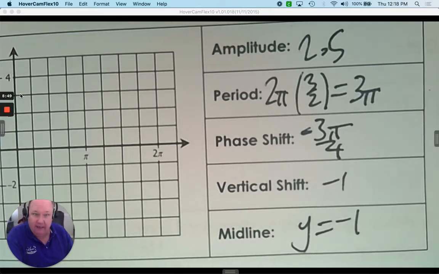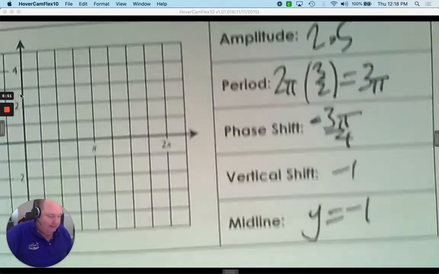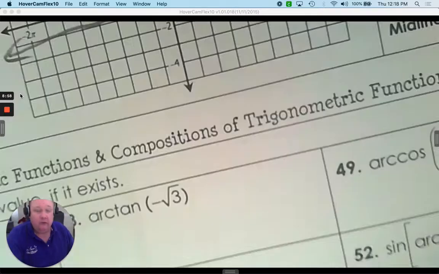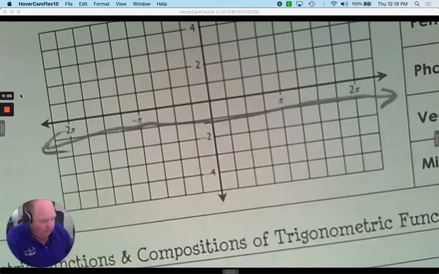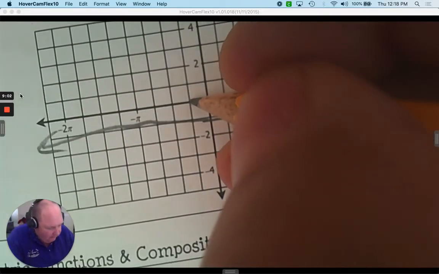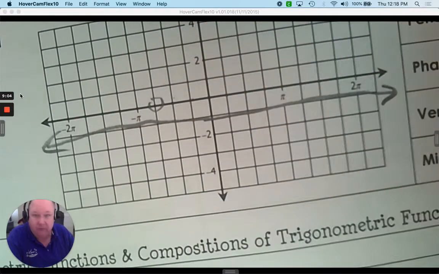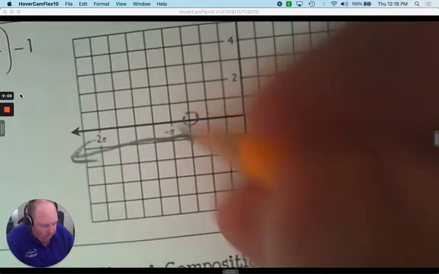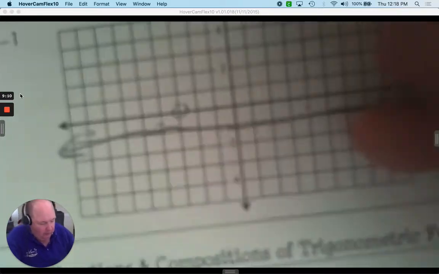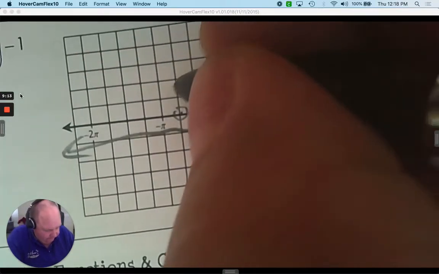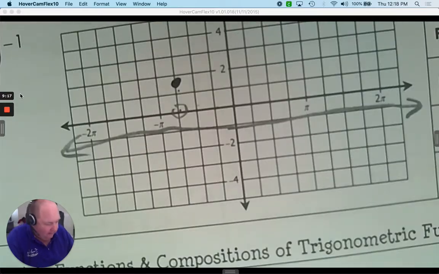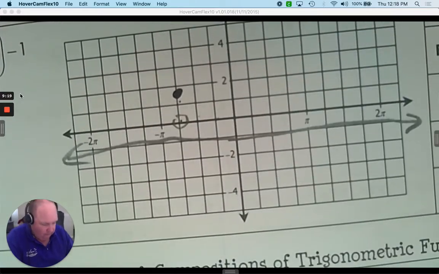Next, we go to the graph. We're going to do the midline, and then we'll do the phase shift. So the midline is at -1. The phase shift's at -3. 1, 2, 3. Here's -3 pi over 4. Cosine starts at the top of the wave. So from the midline, we go up 2.5, right there at the phase shift, and that's where the graph starts.